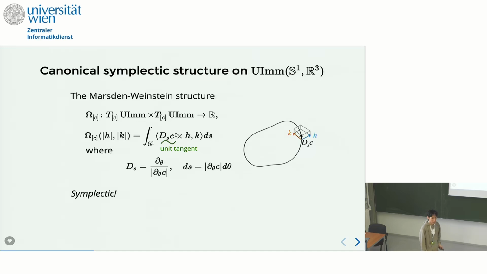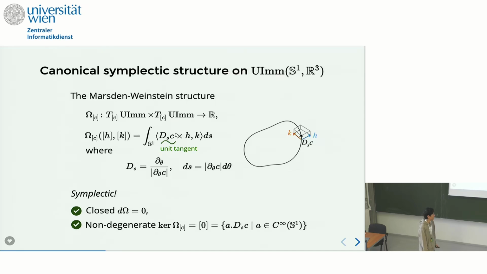And this is symplectic. Remember, we need two things. First, closedness, which you can check. And also, it's non-degenerate. So the kernel consists of the equivalence class of zero vectors. It comprises all the tangent vectors, or all the vector fields over the curve, that do not change the shape. This is symplectic.